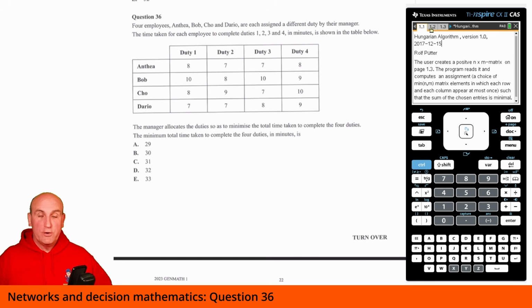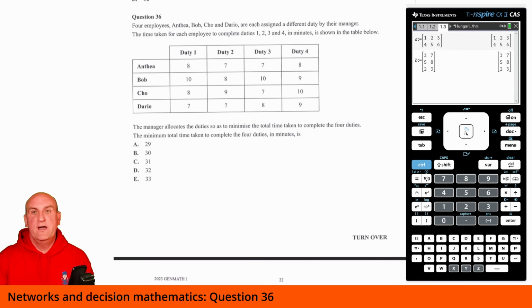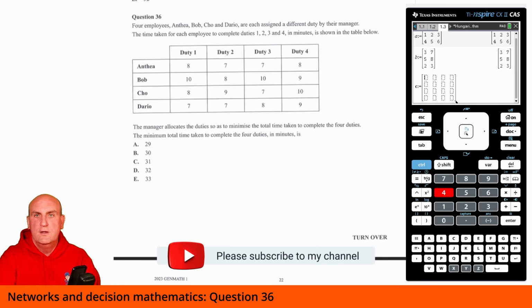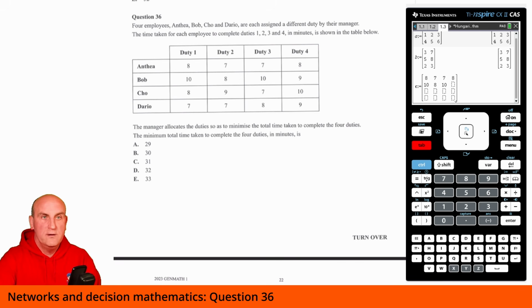Now, what I've got here is a really handy program on my calculator, which I basically downloaded from the interweb. There are obviously a lot of these out there to help you do these types of things. The Hungarian algorithm is one of those that just takes way too long to do. So I'm going to fire this up and test it out. The first thing I have to do is put my matrix in. So I'm going to do C becomes equal to, and then this, a 4 by 4. Then you put the numbers 8, 7, 7, 8, 10, 8, 10, and 9. 8, 9, 7, and 10. 7, 7, 8, and 9. Put that in there, and off we go.